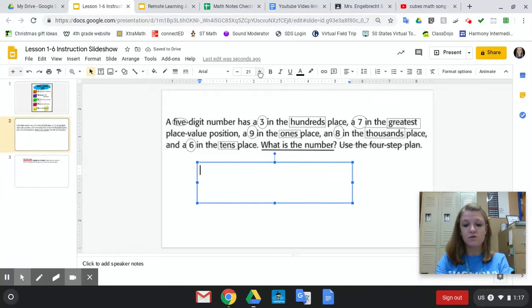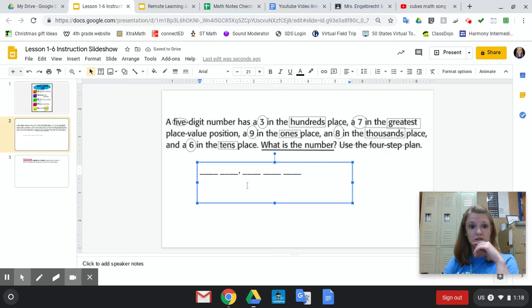So if I think about this, what I can do is put out some sections where my digits should go. So there's 1, 2, 3, 4, 5. Now, after the third digit, so 1, 2, 3, I should have a comma here. So I'm going to put that in there. Okay, now I'm ready to enter in my digits.